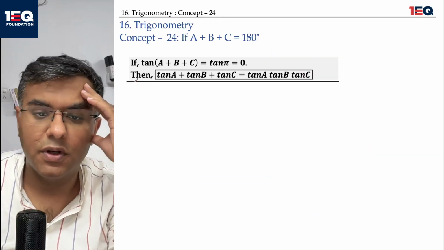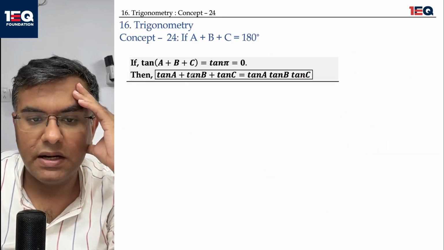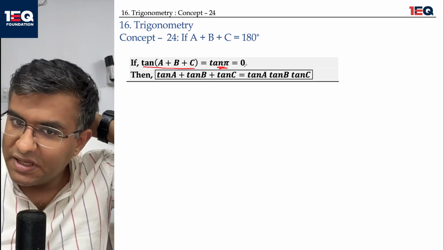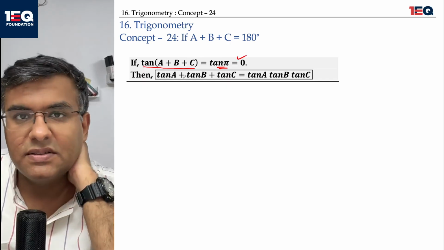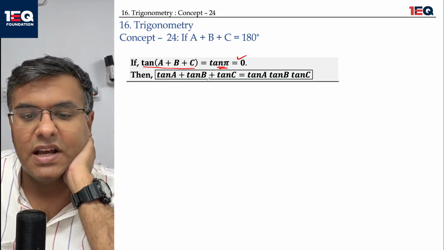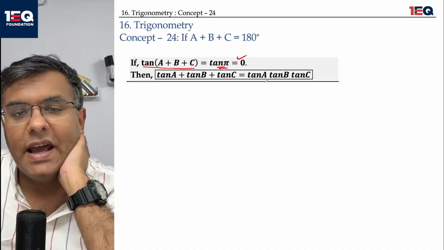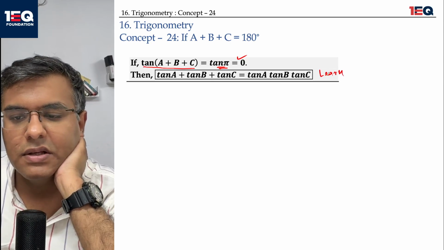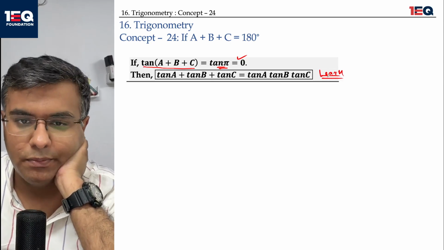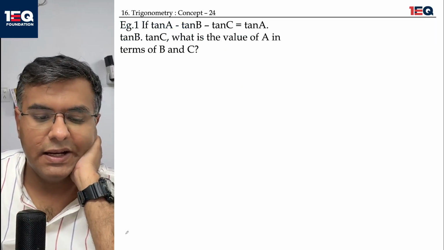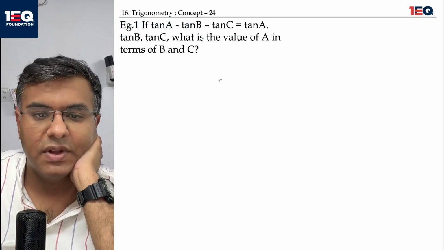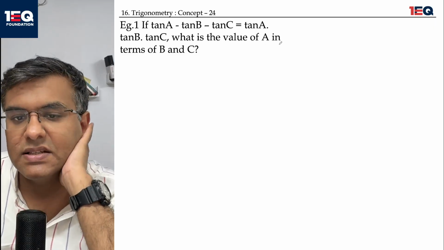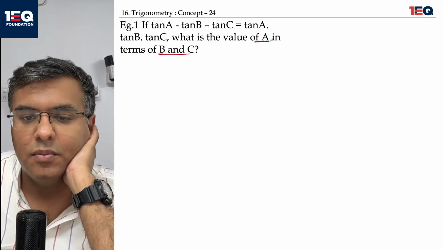Right? Let's move on. So there is one concept that says that if tan (A plus B plus C) is equal to tan 180 degrees, that means it is equal to 0. In such a situation, we can deduce that tan A plus tan B plus tan C is equal to tan A into tan B into tan C. You have to learn this outcome. I'll be taking you to the question directly. What does the question say? It says that if tan A minus tan B minus tan C is equal to tan A into tan B into tan C, what is the value of A in terms of B and C?